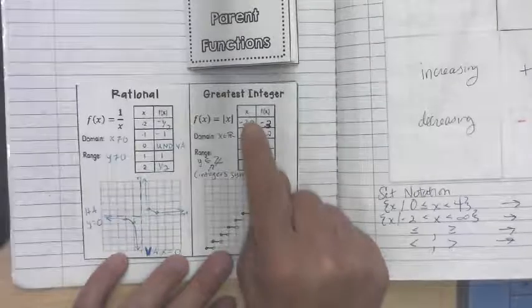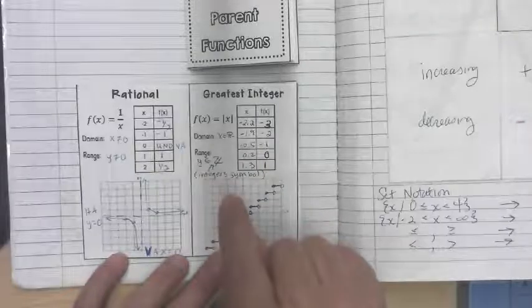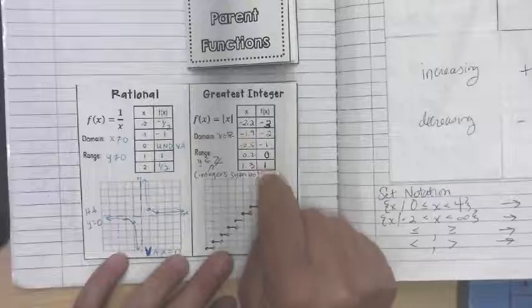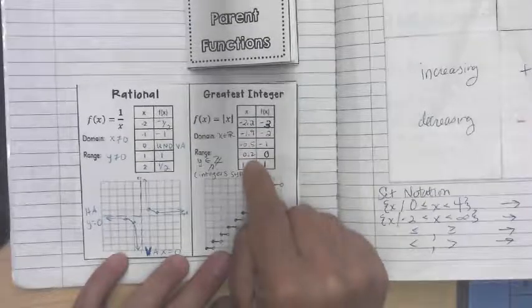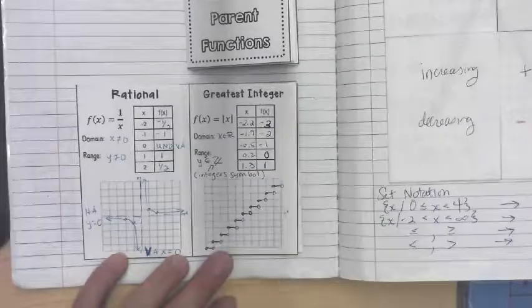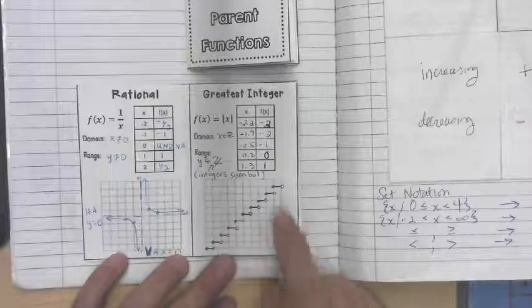Regardless of what the decimal is, it's going to round down to the next integer that is smaller than that, and it has to be with no decimals on it. 0.2 will round down to become 0, and then 1.3 will round down to become 1. So this is your greatest integer function. It's also called a step function.